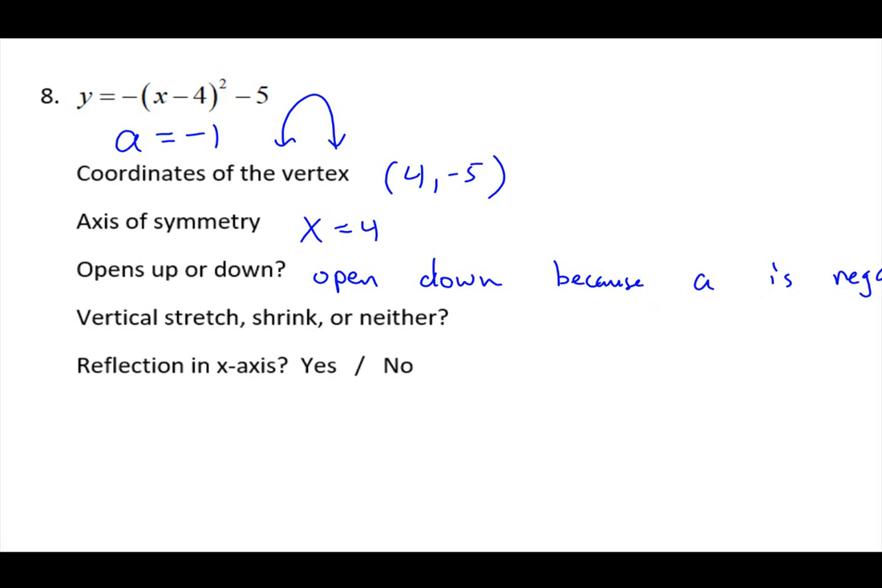Do we have a vertical stretch, shrink, or neither? Well, when the a value is actually 1 or negative 1, it doesn't stretch or shrink, so that's going to be neither. And then, all right, does it have a reflection in the x-axis? Yes, it flips, right? a is negative, so yes, there is a reflection in the x-axis. Right?